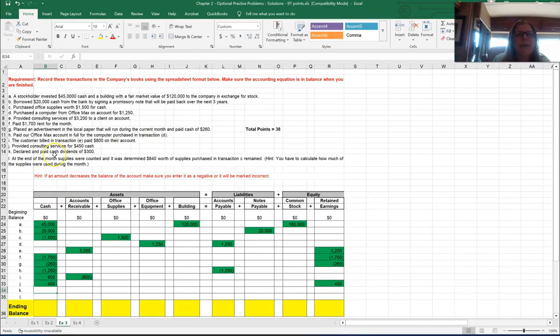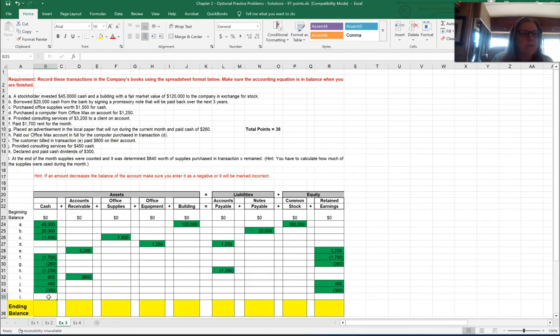We declared and paid a cash dividend of $300, right? So if we paid something, we know our cash is going to go down. And dividends are also paid out of retained earnings because it's not an earning that we retained in the business. This is something that the owner is taking out of the business, right? So it's not being retained, if you will, into the business. So he's taking some of those profits that he's earned. So that's also going to reduce retained earnings. Expenses and dividends reduce retained earnings.